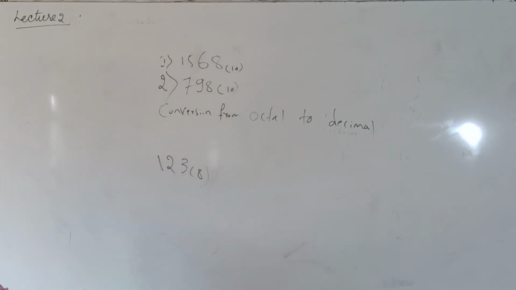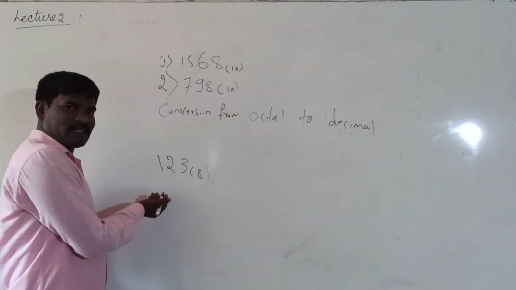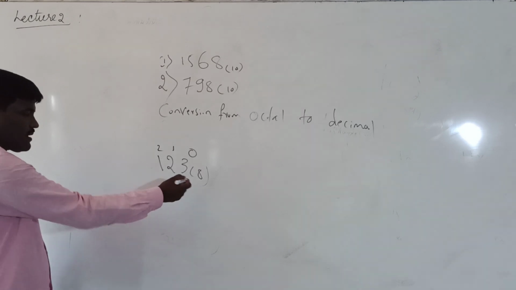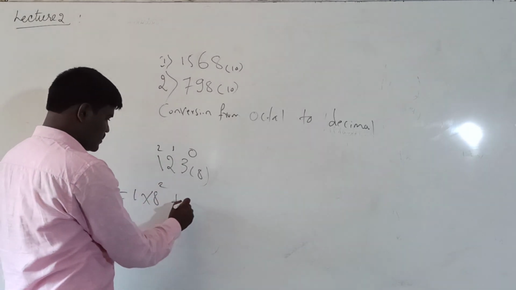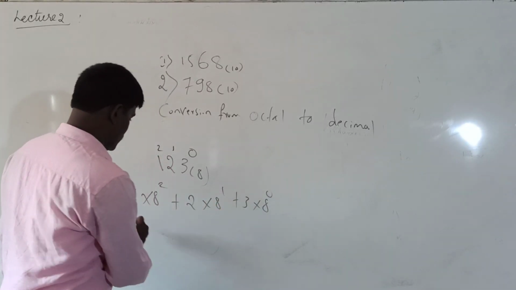See here, 123 to the base 8. Now you have to convert this 123 to the decimal number. Again the same procedure, you have to write the powers 0, 1, 2. But here the base 8 is there. 1 into 8 raised to 2 plus 2 into 8 raised to 1 plus 3 into 8 raised to 0.